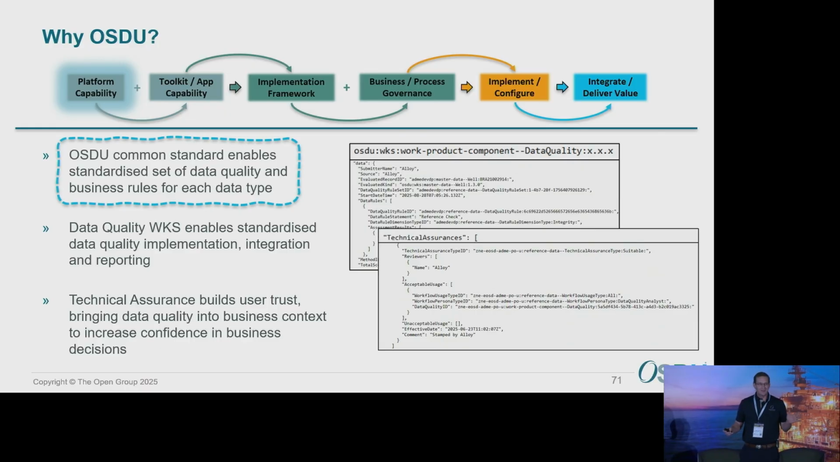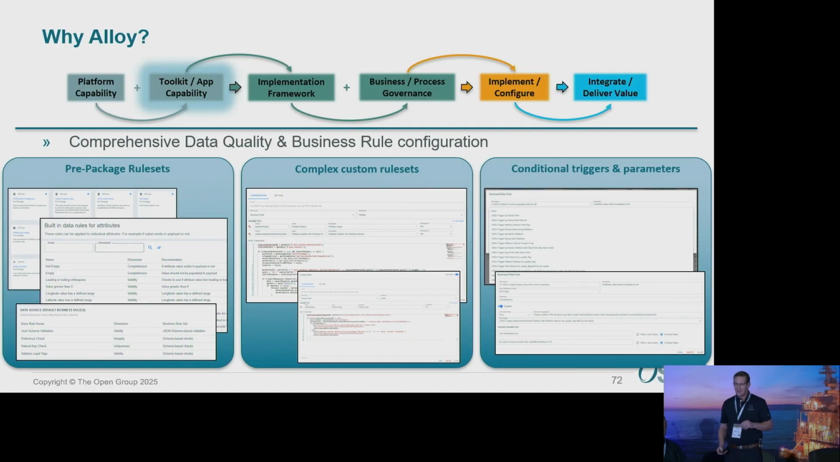One of my favorite topics, technical assurance. So technical assurance builds user trust. It augments all the data quality results with a business context. And this business context comes in the form of a stamp with basically a trust level and a purpose. Those give us more confidence in how we make business decisions. So why Alloy? BP actually uses Alloy in their production environment today.